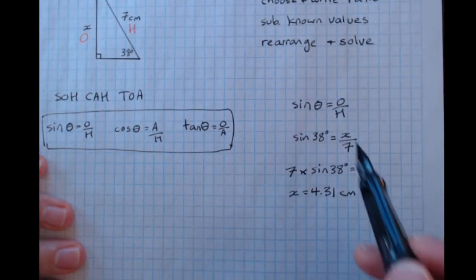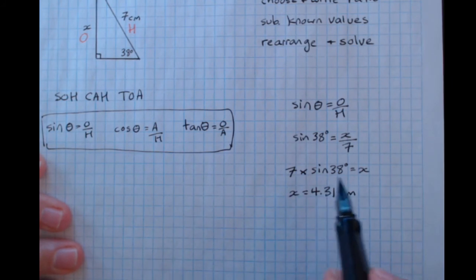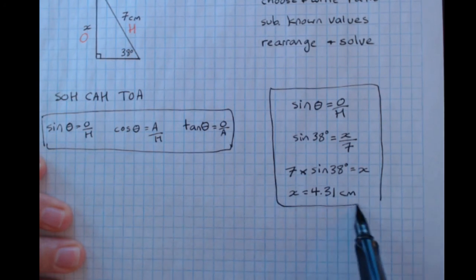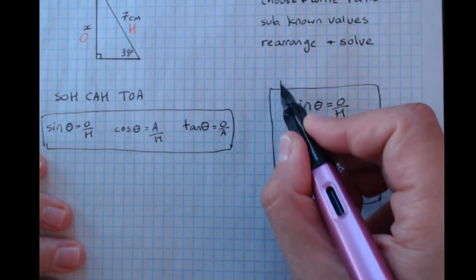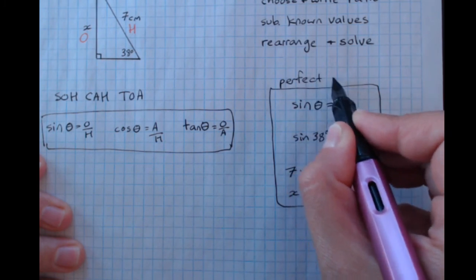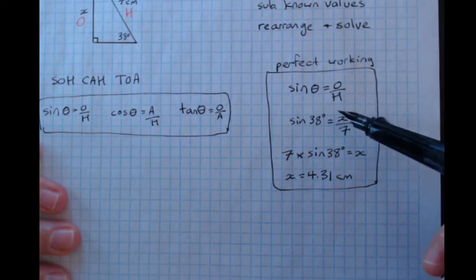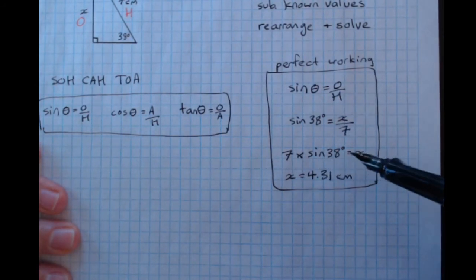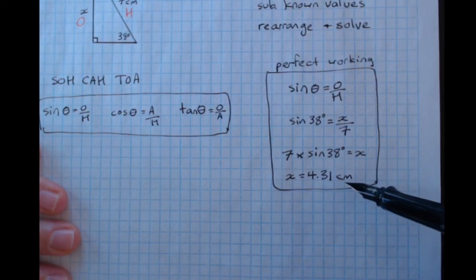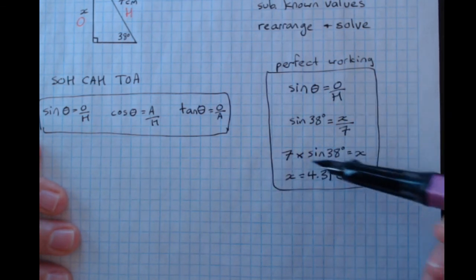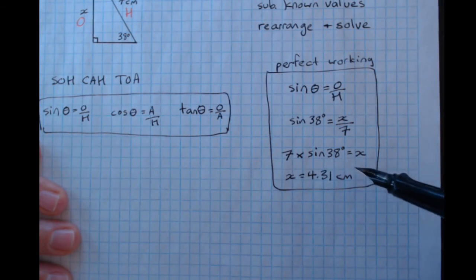So this is perfect working for finding an unknown side in trigonometry. And I would expect you to show that working anytime you're doing that sort of problem. You're using these steps, and it's a really good habit to write down each line of working, and then when you've written down what you're going to put in your calculator, that's when you get your calculator out and get the answer. You don't go to your calculator first and then try to do the working. The working will tell you what to type in, then you use your calculator.